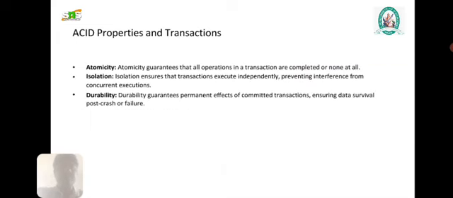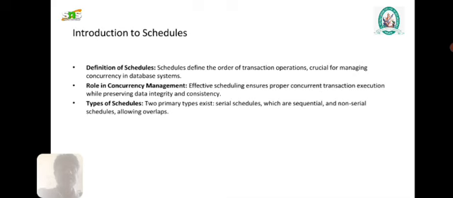And what are the ACID properties of a transaction? There are four properties: atomicity, consistency, isolation and durability. Atomicity guarantees that all operations in a transaction are completed or none at all. Isolation ensures that transactions execute independently, preventing interference from concurrent execution. And durability guarantees the permanence of the effects of committed transactions, ensuring the data survives a crash or failure.